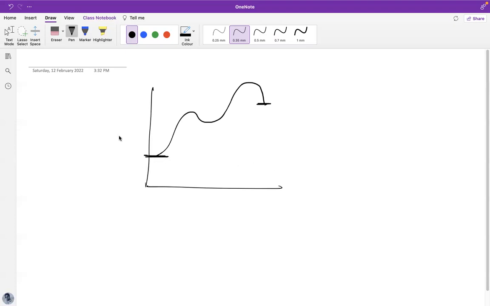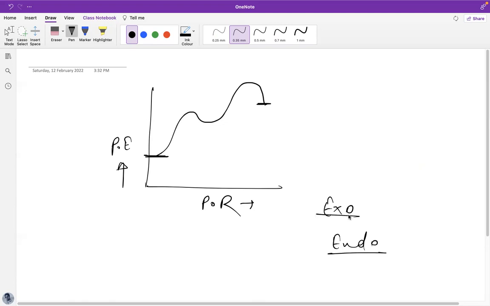This is the graph of potential energy and progress of reaction. First of all, tell me, what is this, exo or endo? The very first question, tell me. Very good, absolutely fine, endo, no doubt, because this is the reactant and this is the product. The reactant has lower energy than the product, which means endo.